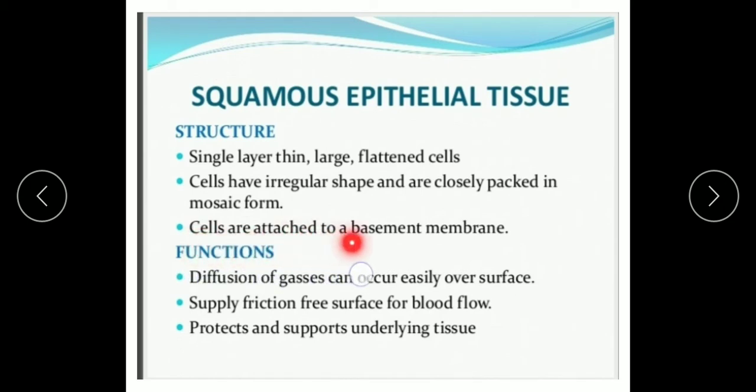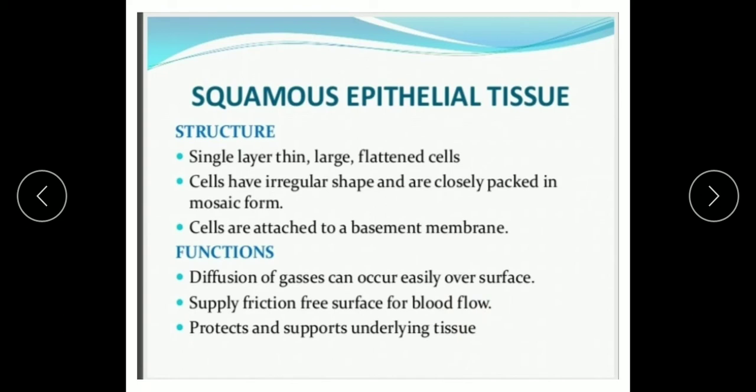Cells are attached to the basement membrane. Then, the functions of the squamous epithelium: diffusion of gases, which usually occurs over the surface. It supplies a friction-free surface for blood flow, and protects the underlying supporting tissue.